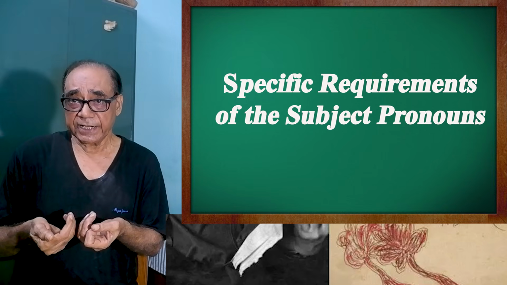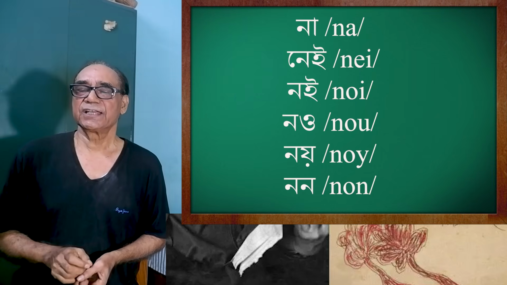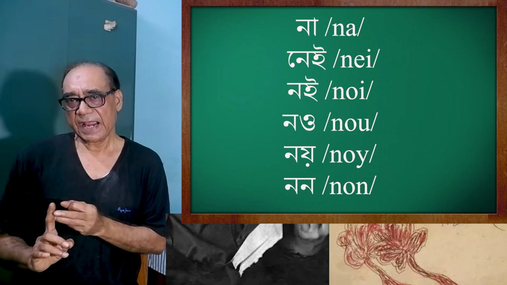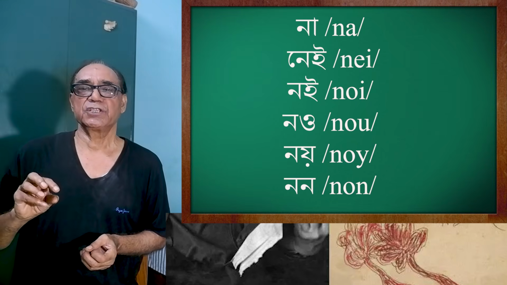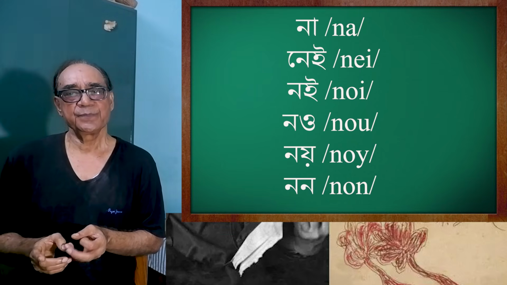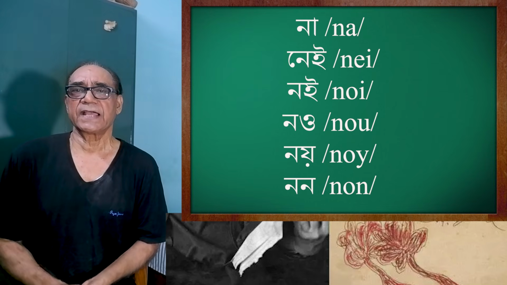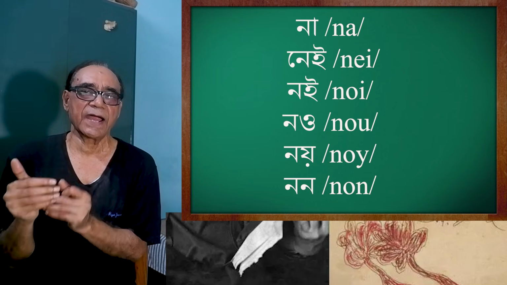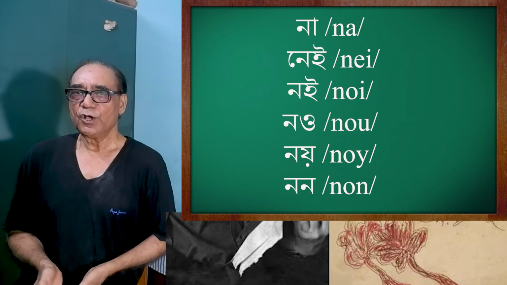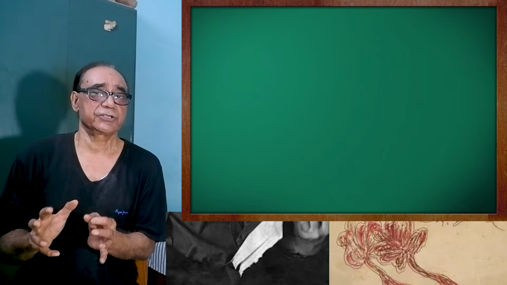We have so many negative tags like na, nei, noi, no, non, etc. And their uses are very specific depending on the three conditions we have given and also the subject pronoun you use. By the end of this session, I think we will have some good idea where to use na, where to use nei, where to use non, where to use no, etc. So let's divide this session into three sections.